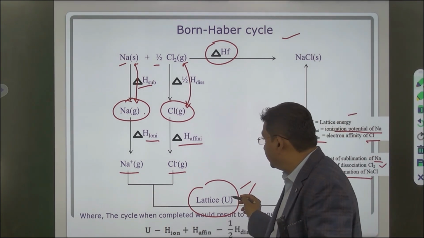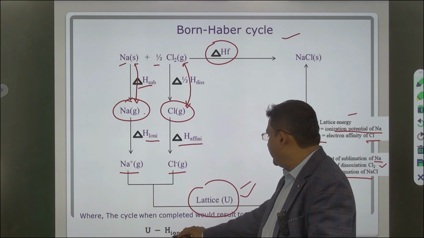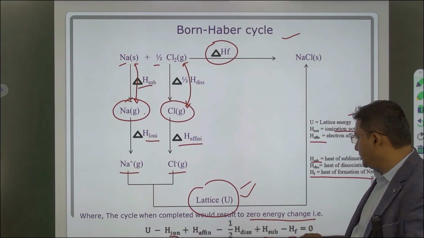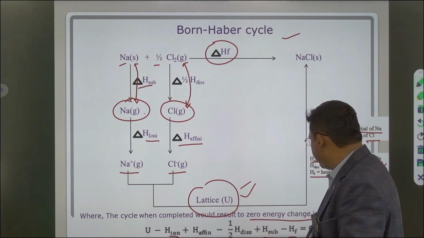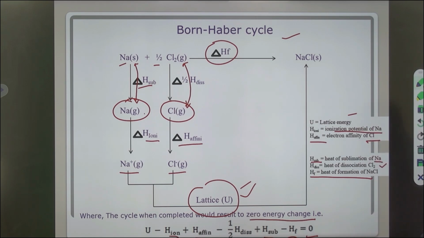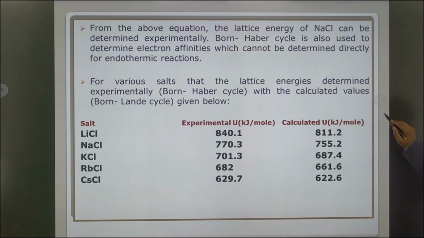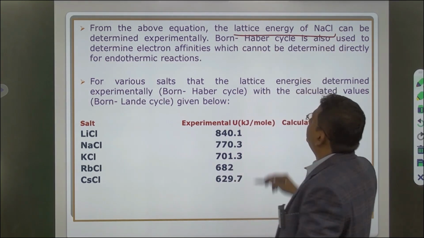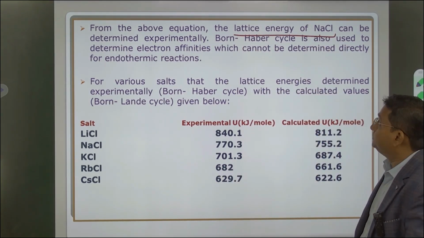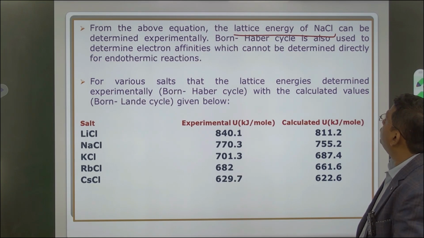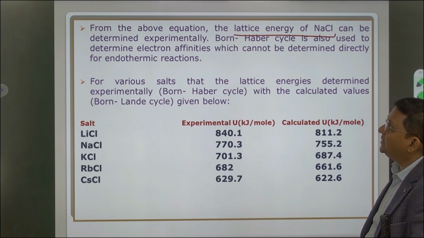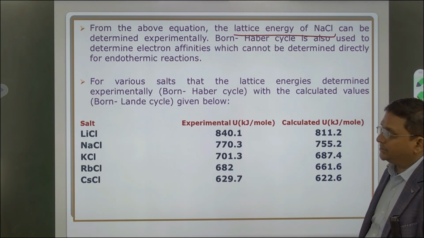Lattice energy, ionization, affinity and dissociation, sublimation and heat of formation, if all are calculated, it gives zero energy change. From the above equation, the lattice energy of NaCl can be determined experimentally. The Born-Haber cycle is also used to determine electron affinity, which cannot be determined directly for endothermic reactions.